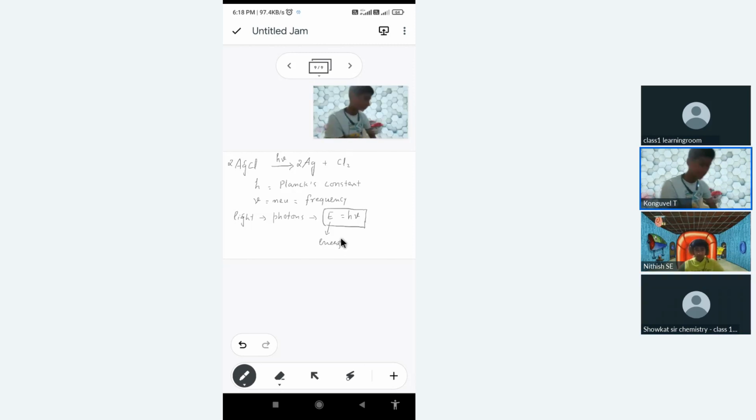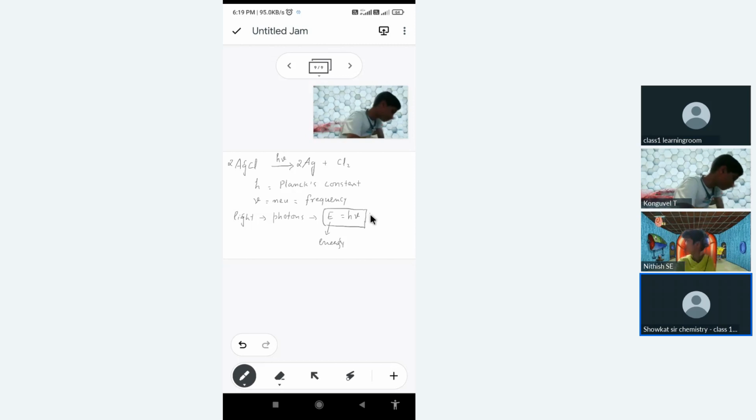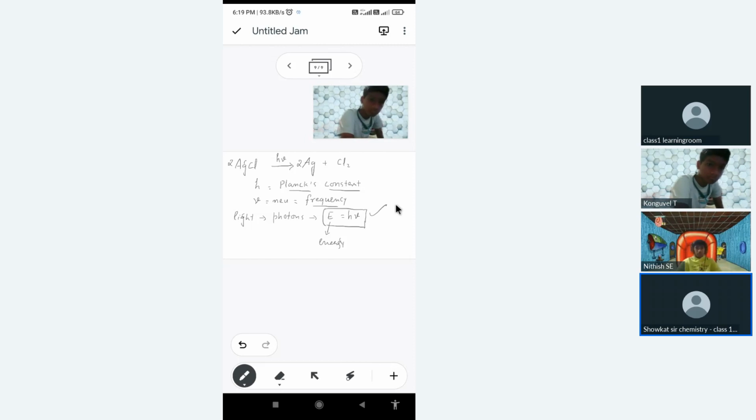Is this photolytic reaction used in solar panels? Light is made up of photons, and photons have energy, and that energy is given by the equation E is equal to h nu, where h is Planck's constant and nu is the frequency. Also here you can remember that this silver has the gray color. So these are the photochemical decomposition reactions, what we call photolysis. Have you noted down these reactions?